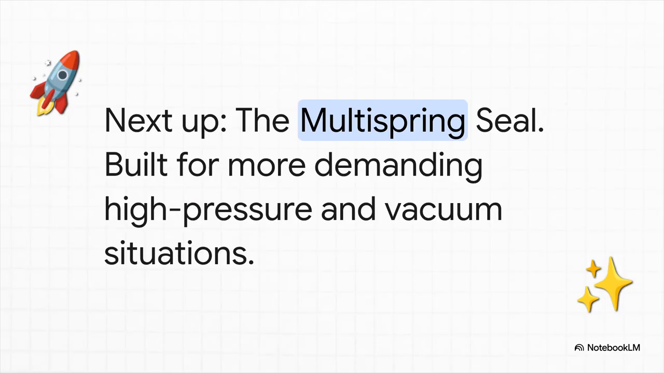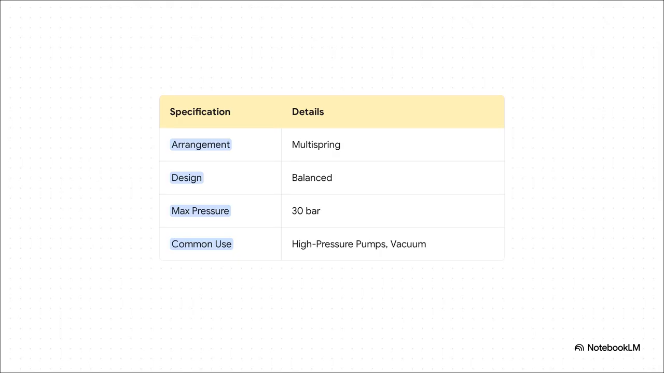But what happens when the job gets a lot more demanding? For those higher pressure situations? Well, that's when you call in the multispring seal. And here it is, the key upgrade. Look at that. It's a balanced design. That one simple change is a game changer. It triples its pressure rating all the way up to 30 bar.